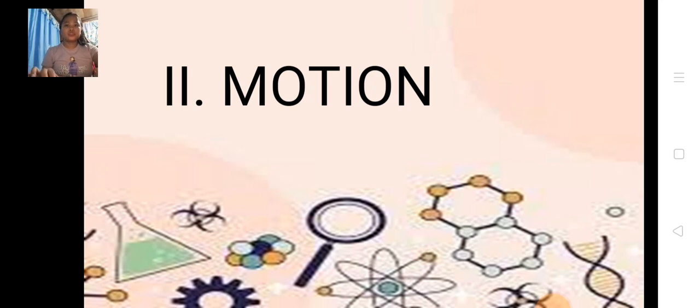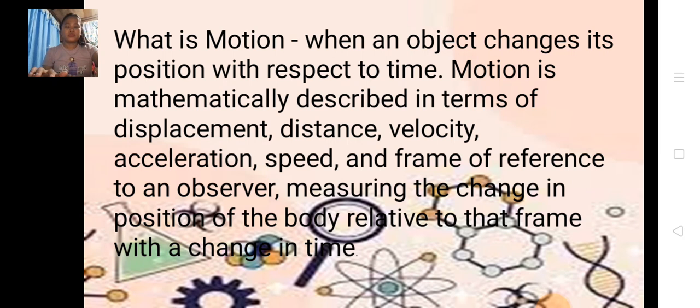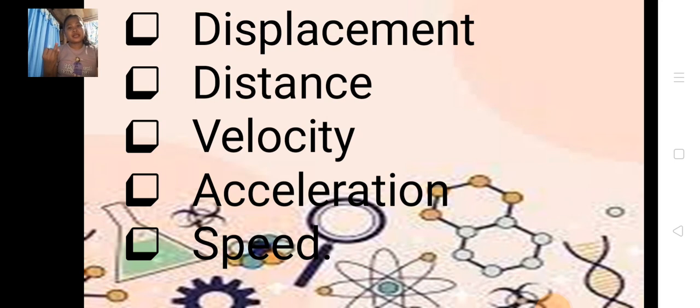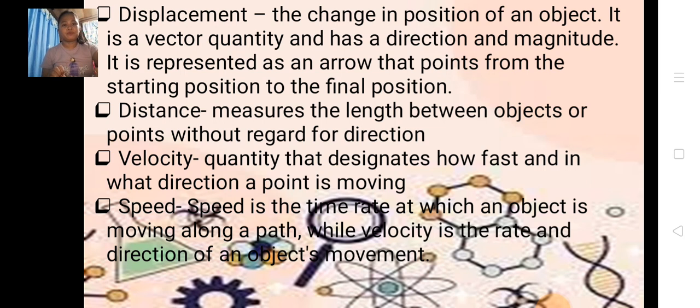Now, what is motion? Motion is when an object changes its position with respect to time. Motion is mathematically described in terms of displacement, distance, velocity, acceleration, and speed, and the frame of reference of the observer. So, the parts of motion are displacement, distance, velocity, acceleration, and speed. First, we tackle displacement. Displacement is the change in the position of an object.